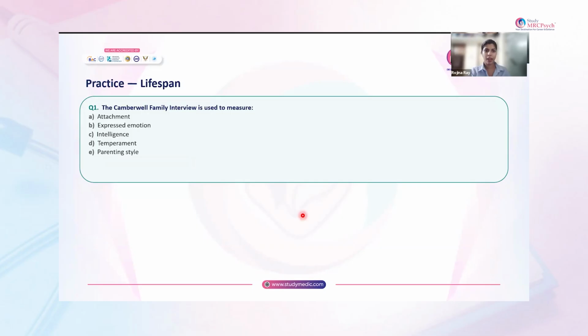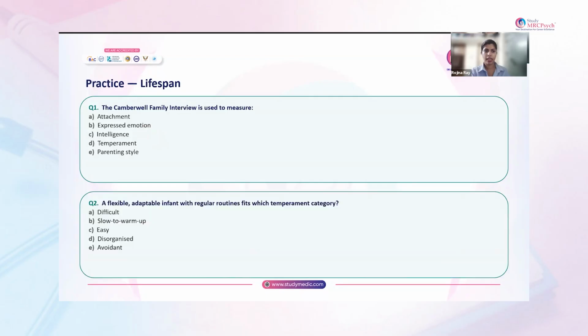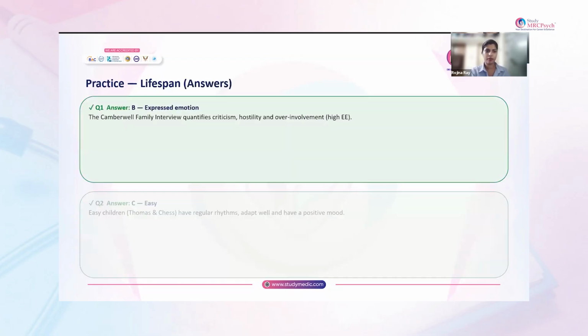The Camberwell Family Interview is used to measure... Look through the options. Yeah, the right answer is expressed emotion. A flexible, adaptable infant with regular routine fits into which temperament category? Can you answer? Yes. So go through the types of temperament developed by Thomas and Chess.